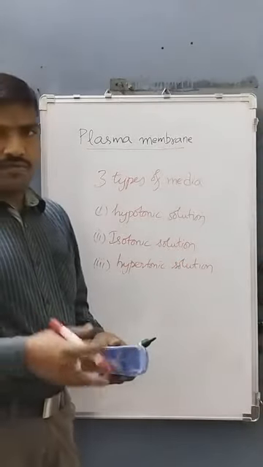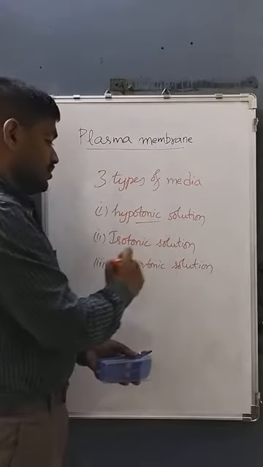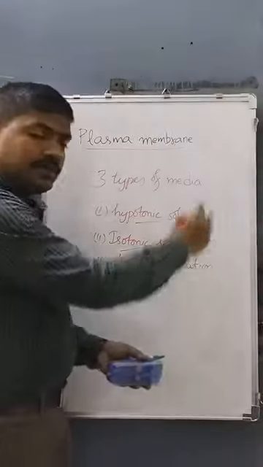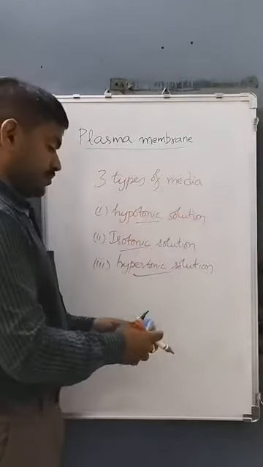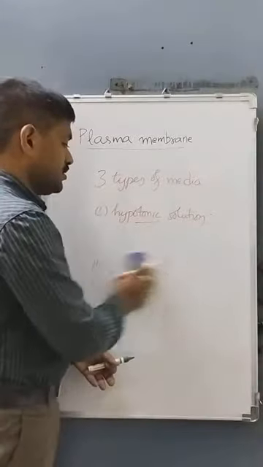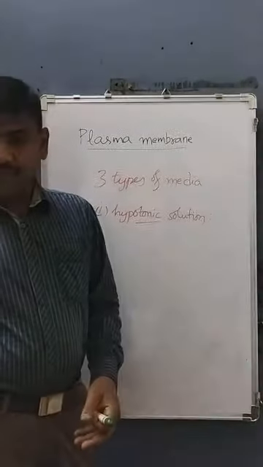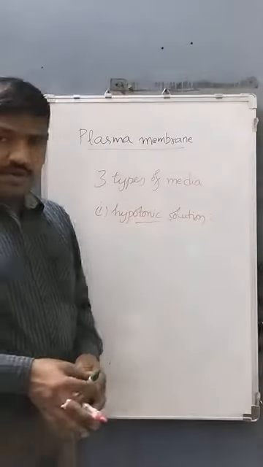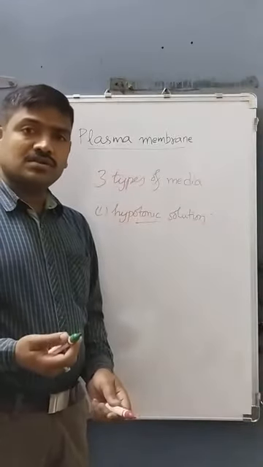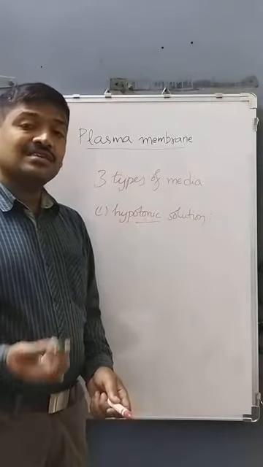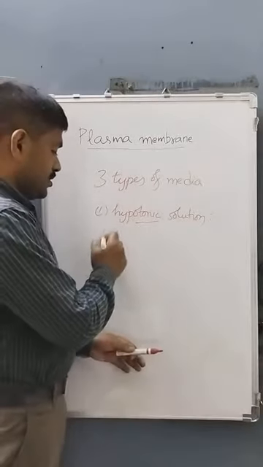The cell will have different effects when it is kept in hypotonic solution, when it is kept in isotonic solution, when it is kept in hypertonic solution. What is hypotonic solution? If the surrounding medium of the cell has higher water concentration than inside the cell, then it is called hypotonic solution.